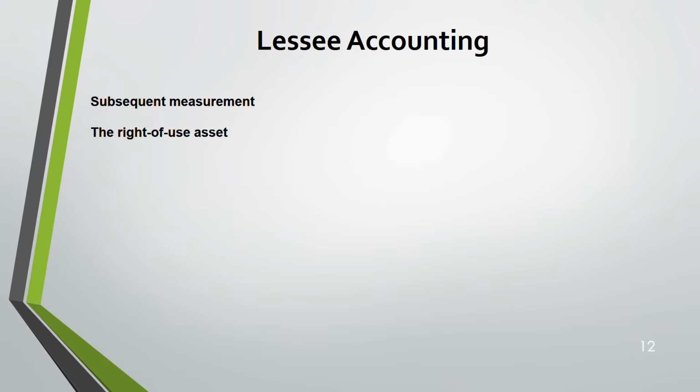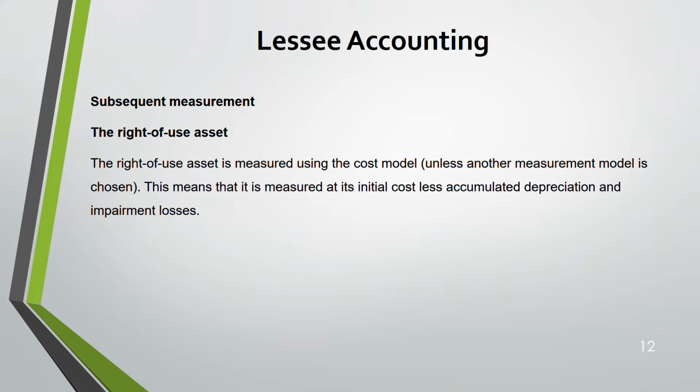Next, right of use asset. Subsequent measurement is if you're using the cost model. If the right of use asset is measured using a cost model, then what happens? It is measured at its initial cost less any depreciation and impairment loss.